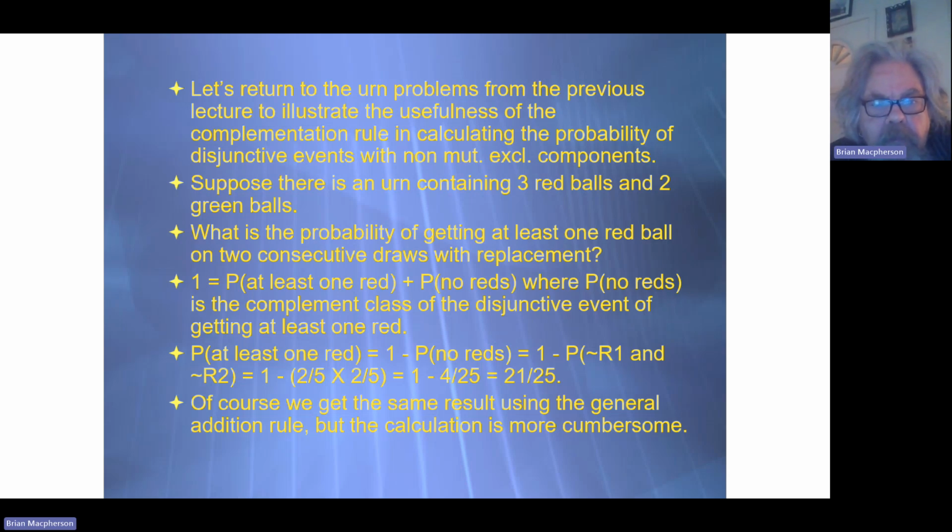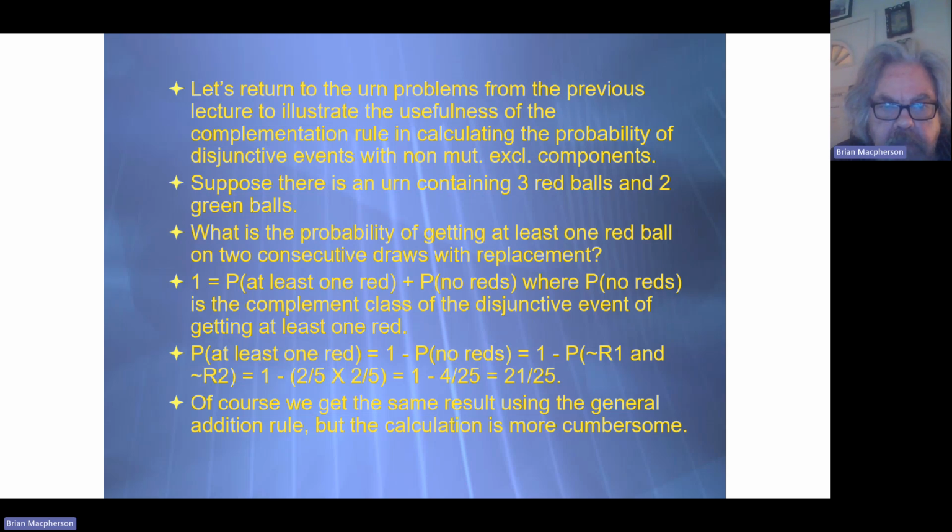It's 1 minus the chances of getting no reds. In other words, not getting a red in the first draw and not getting a red in the second draw, which will be what? Well, there are 2 green balls, so that'll be 2 out of 5 times 2 out of 5, and we're replacing it, equals 1 minus 4 out of 25 equals 21 out of 25, or 84%. Now, what's important to note is you can get the same result using the general addition rule.